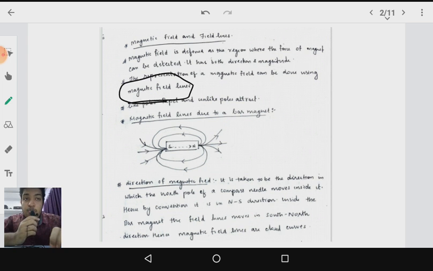Now let us draw the magnetic field lines due to a bar magnet. For that, first we will draw the bar magnet. This is the bar magnet. Now always remember that the magnetic field lines start from the north pole and move towards the south pole. And inside the magnet, they move from the south pole to the north pole.